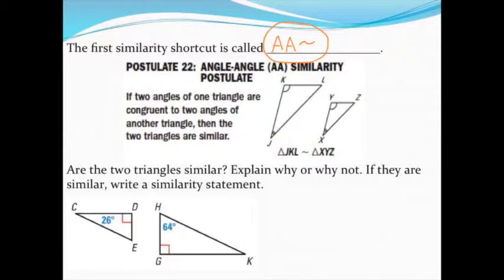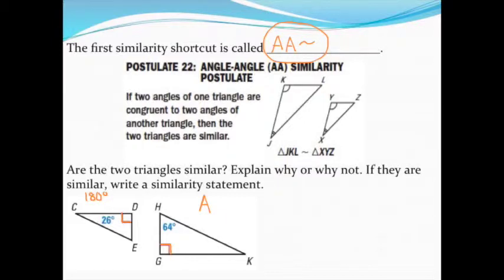I can see one pair of angles is already matched up. We have the right angles matched up. However, that only gets us a single A. I need at least two angles matched up to say that they are similar to each other. Well, I can see that obviously 26 and 64 degrees are not the same. However, knowing that the sum of the angles in any triangle is 180 degrees, I can figure out what the missing angle in either triangle is.